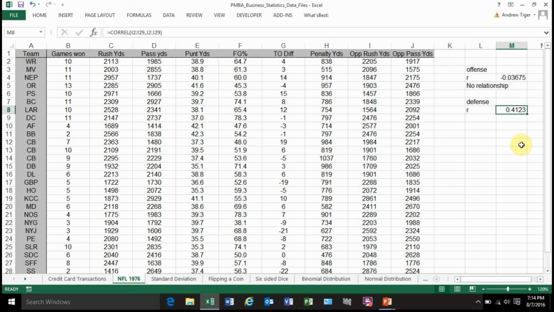We can continue and do all of these different correlations. The correlation is always a bivariate statistic. It only gives you a number comparing two variables, but you can calculate it for all different combinations if you want. Okay, that's a good starting point for correlation.